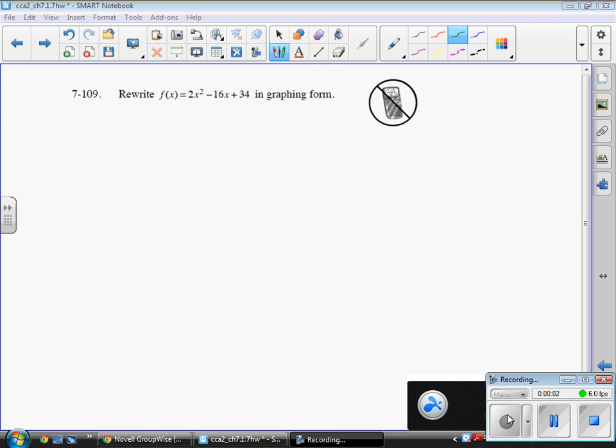This is problem 7-109 from section 7.1.7. Rewrite f of x equals 2x squared minus 16x plus 34 in graphing form. Okay? This tells me I'm going to complete the square.